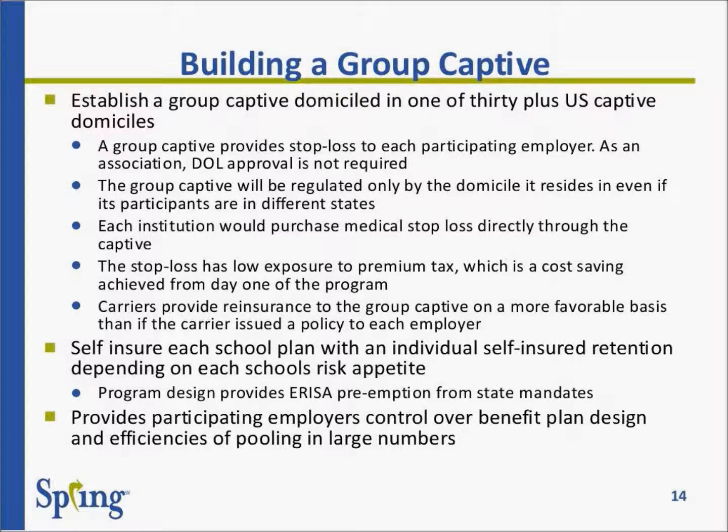One thing that's important to note in this structure, which I tried to articulate earlier, is that each school doesn't have to have the same risk appetite, or each entity coming together. They can have different self-insured retention levels, and we'll talk about that, and I have a visual about that in a couple slides. And although there needs to be some commonality in benefit plan design, there can also be some differences, and Tracy will definitely talk about that towards the end of the presentation as well.